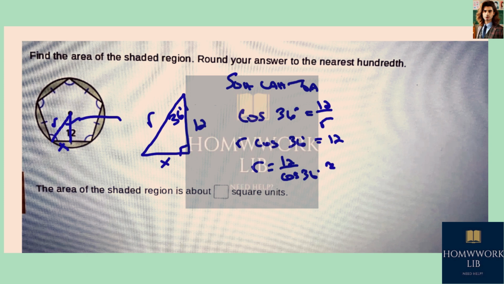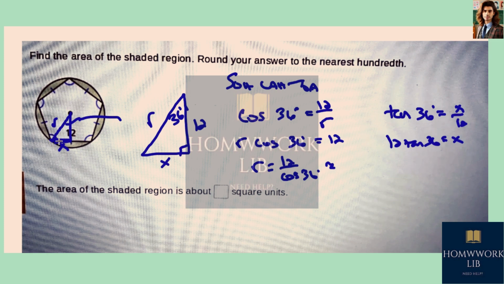Although, just to be very safe, I'm going to round at the very end. So right now, I'm just going to say that the radius is 12 over cosine 36. We'll come back to that in a moment. The part of the hypotenuse would be opposite the 36 degree angle, and we'll use 12, the adjacent. Then we can say the tangent of 36 degrees is equal to x over 12. So 12 times the tangent of 36 is a piece of the perimeter.